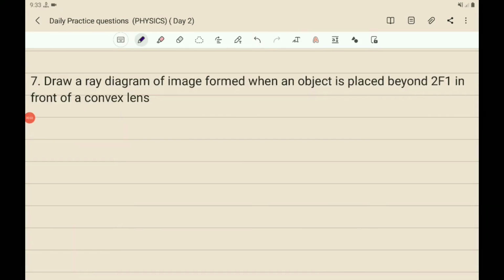It is the seventh question. Draw a ray diagram of the image formed when an object is placed beyond 2F1 in front of a convex lens. Children, the method of drawing the ray diagram for image formation when the object is kept beyond 2F1 is already done in the video. View the video of the method and learn it, and you draw the ray diagram.